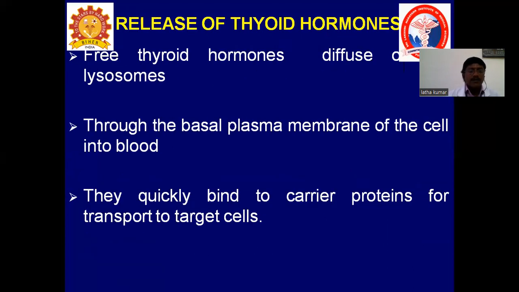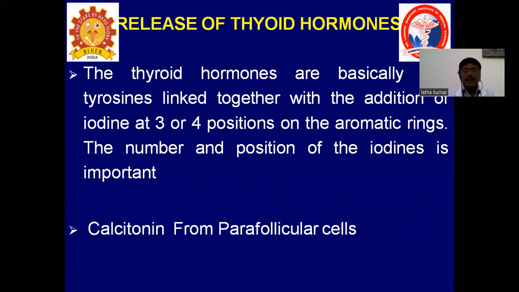Release of thyroid hormone: the free thyroid hormone diffuses out of the lysosomes through the basal plasma membrane into the blood. They quickly bind to the carrier protein for transport to the target cell. The thyroid hormones are basically tyrosines linked together with the addition of iodine at the third or fourth position on the aromatic rings, and the number and the position of the iodine is important.